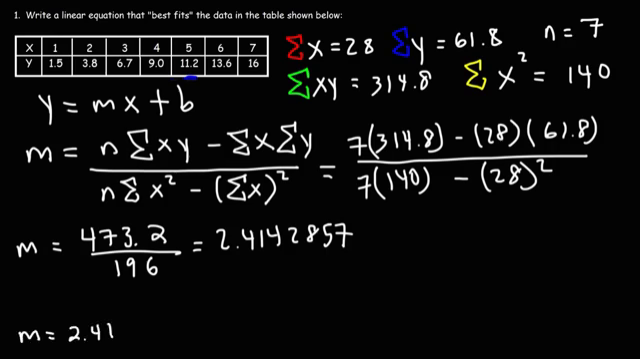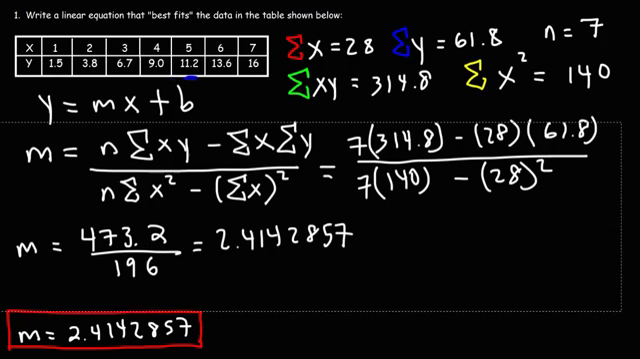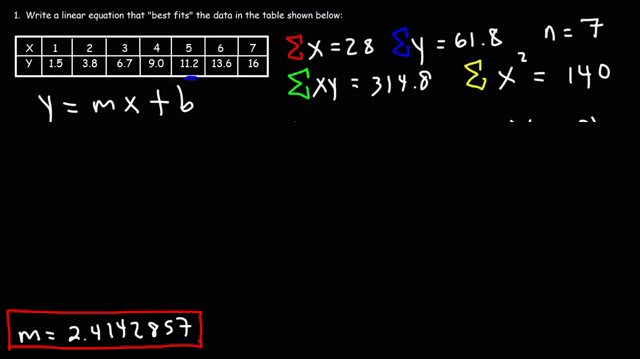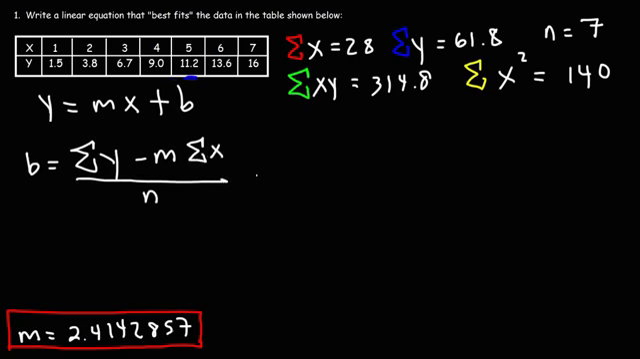So this is the slope of the line. I'm not going to round it early because we're going to need our m value to calculate our b value. So now we can get rid of this. Now let's calculate the y-intercept, b. So this is going to be the sum of the y values minus m times the sum of the x values divided by n. So the sum of the y values, that's 61.8.